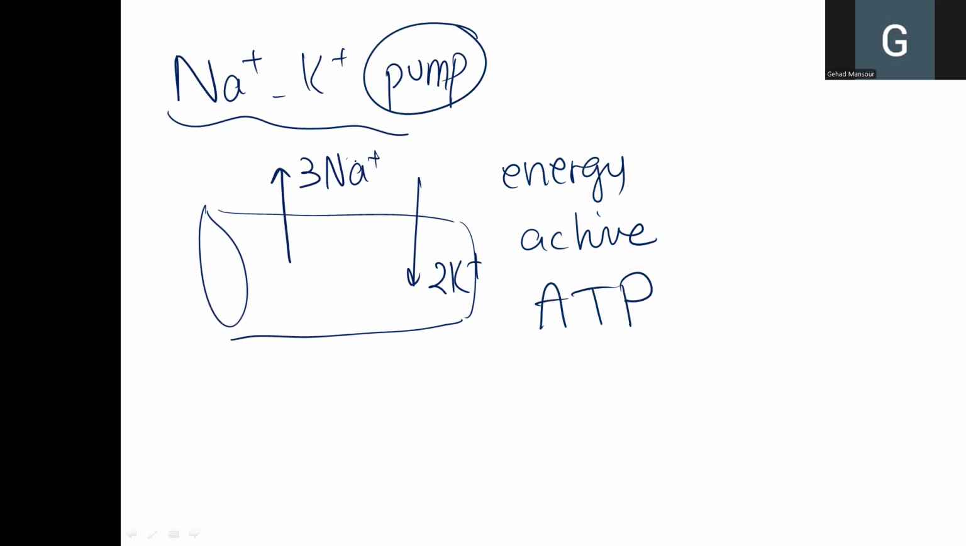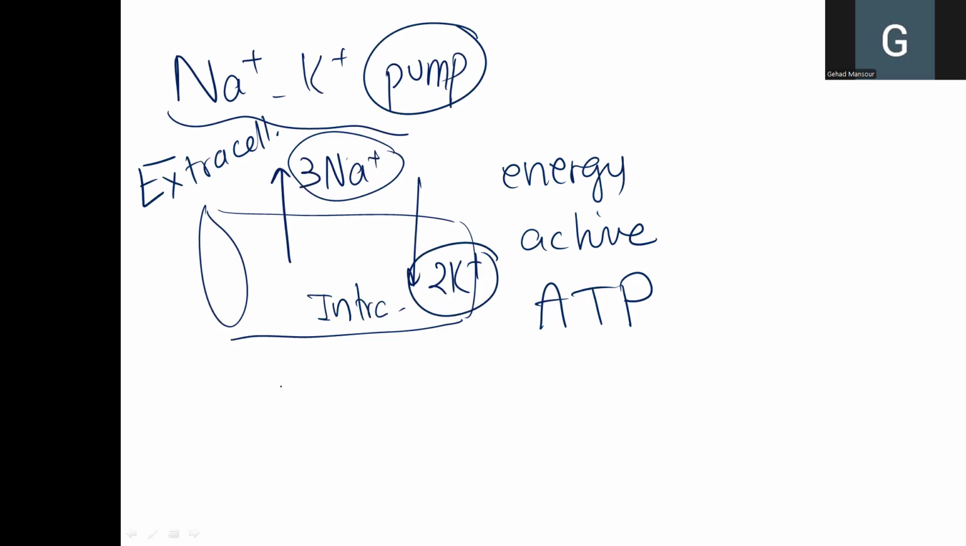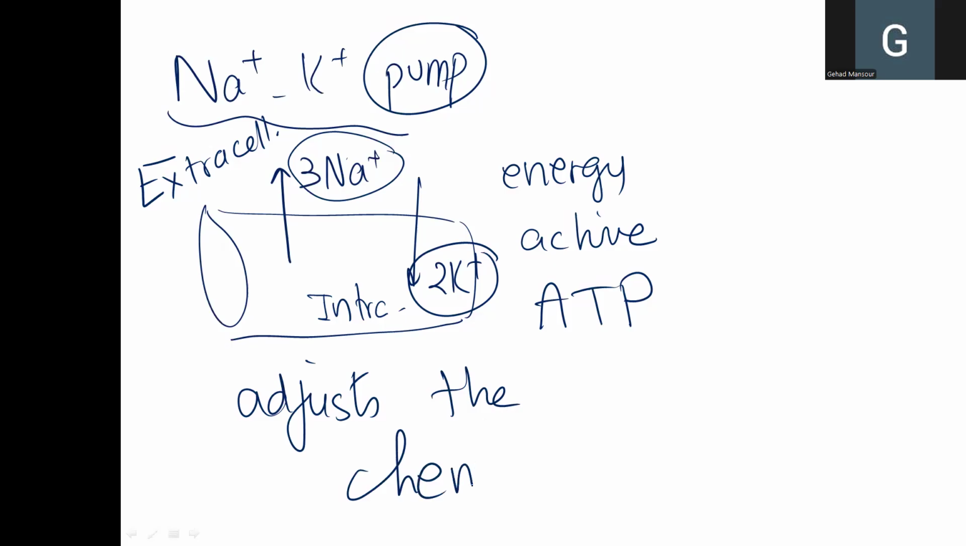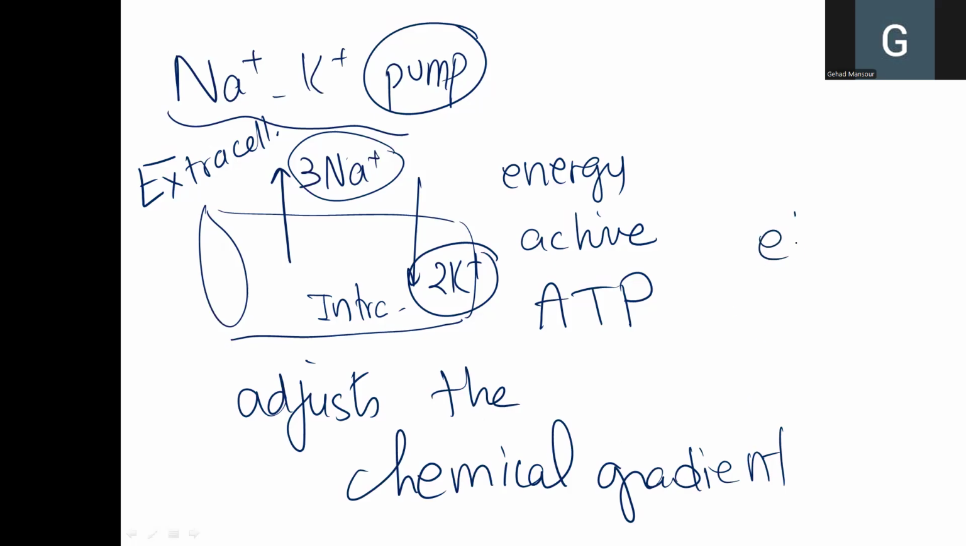And here we are returning sodium to its home to be the main cation extracellularly, and returning potassium to its home to be the main cation intracellularly. And therefore the sodium-potassium pump adjusts the chemical gradient after the electric gradient has been adjusted by opening of the potassium channel. Of course, the trigger was the arrival of an external electric impulse.